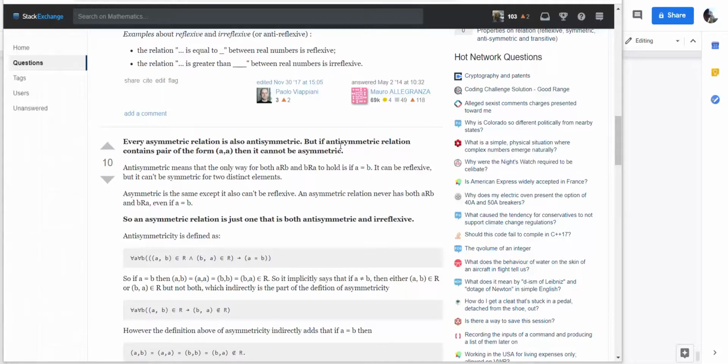Antisymmetric means that the only way for both A related to B and B related to A to hold is if A equals B. It can be reflexive, so this is what antisymmetric means. Asymmetric is the same except that it can't be reflexive. Never has both A and B.